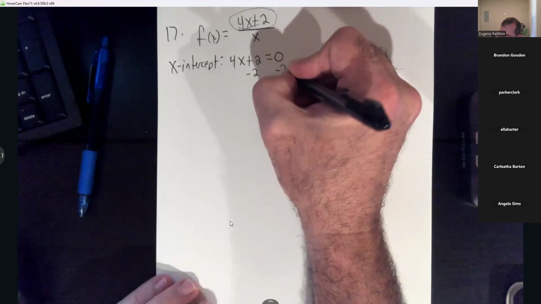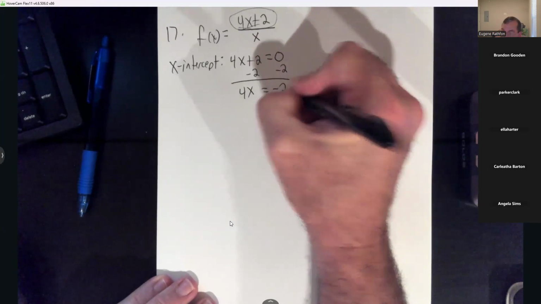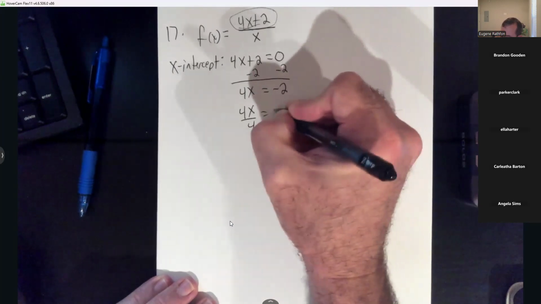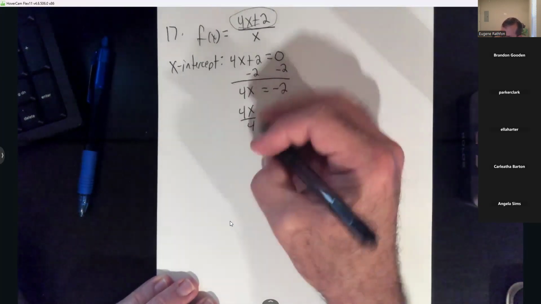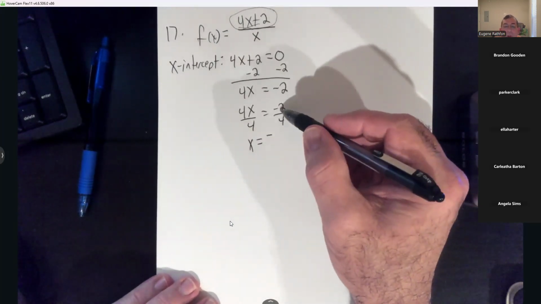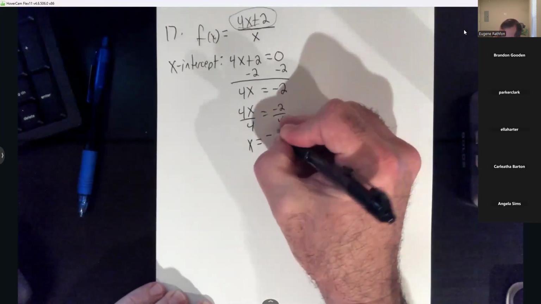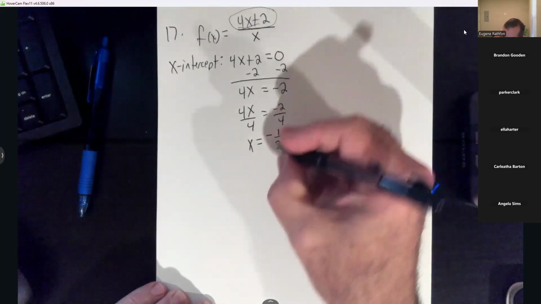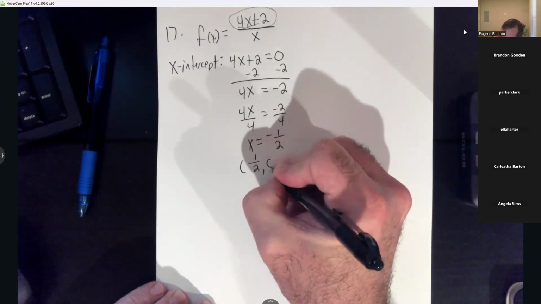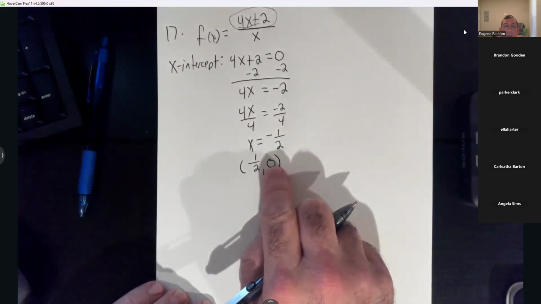So on this one, you're going to subtract 2. That's going to give me 4x equals negative 2. I'm going to divide both sides by 4. So that cancels. I get my x equals, so that's going to be a negative. Y'all, what would y'all turn a 2 over 4 into? 1/2. Negative 1/2. Good job. Now, to put this in the math lab, it's going to be a negative 1/2 for the x and a 0 for the y. So remember, the x-intercept has to have a 0 for the y.